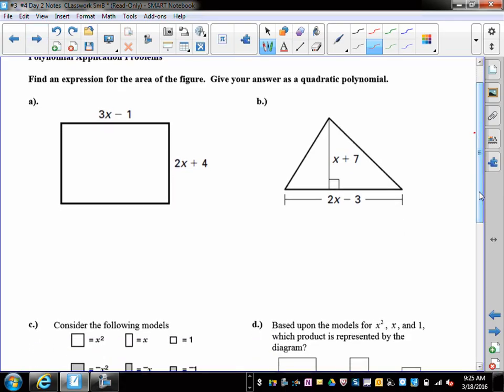Alright, what is the formula for area of a square? Length times width times height. Just length times width. If we had a cube, that would be it. Length times width. Alright, so my area here, what is my length? 3x minus 1. Yeah, 3x minus 1.